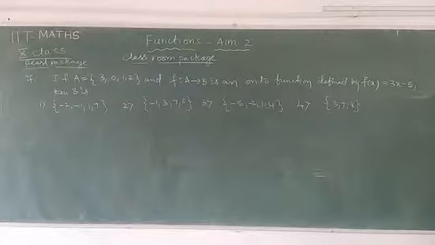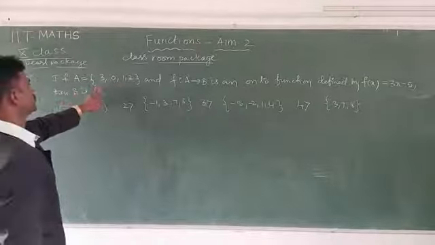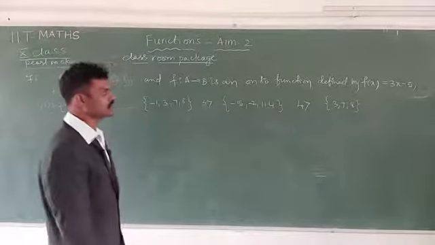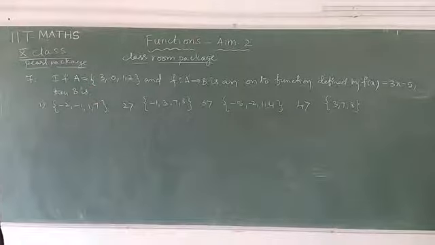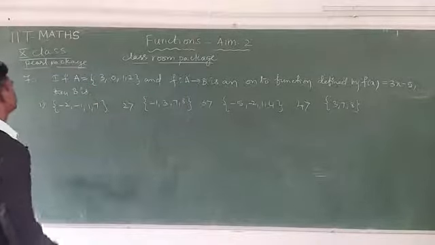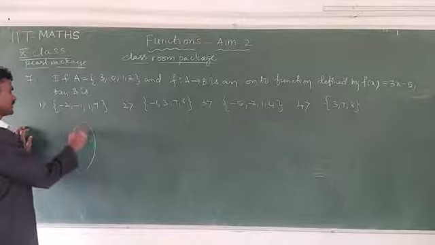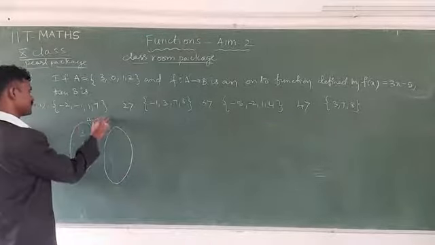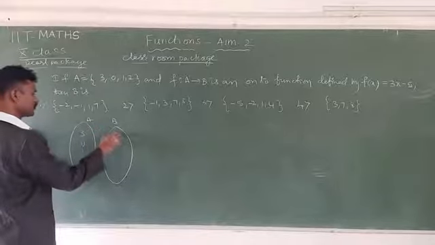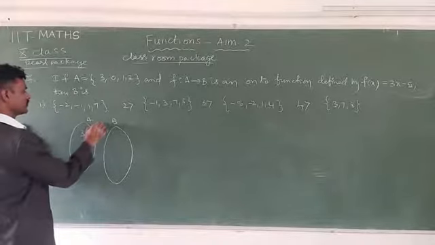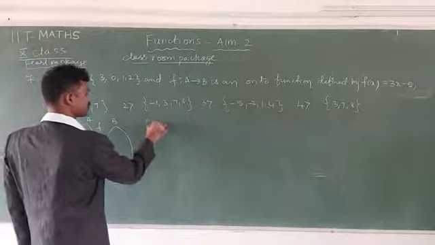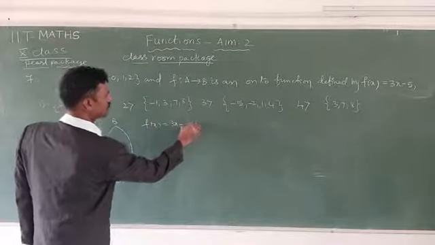Next, seventh one. If A is equal to the set of 3, 0, 1, 2 and f is a mapping from A to B, an onto function defined by f of x is equal to 3x minus 5. See here, this is A, 3, 0, 1, 2. This is B. Here we don't know the codomain, but the function is mapped from A to B. That function f of x is equal to 3x minus 5 as given.